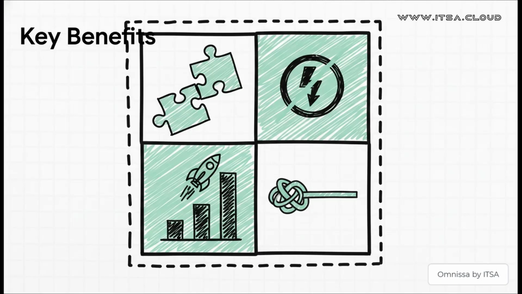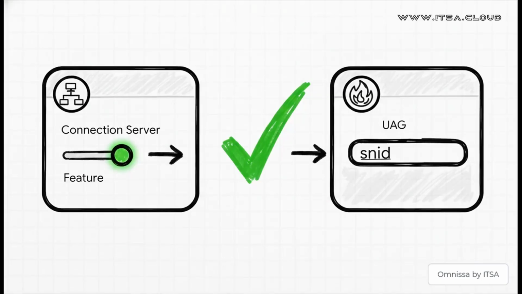But maybe the best part? It lets you simplify your load balancer config. You can just get rid of those complicated, brittle persistence rules. And here's the good news. Turning this on is not some massive weekend-long project. It's literally just a setting you can configure right in the Horizon console, or by setting what's called the SNID, the server name ID, on your UAGs. It's all managed in the tools you already use every day.